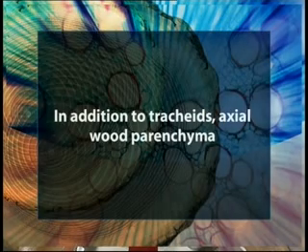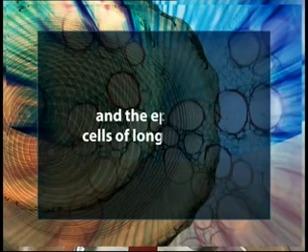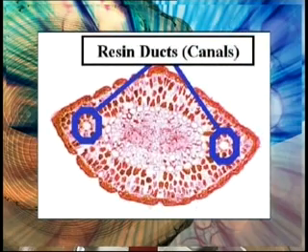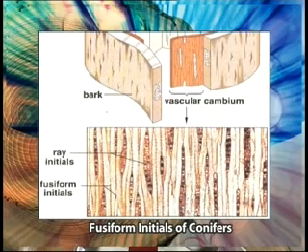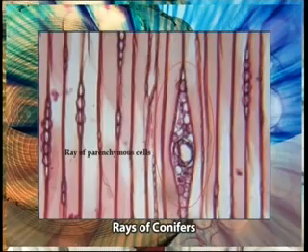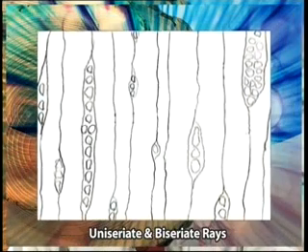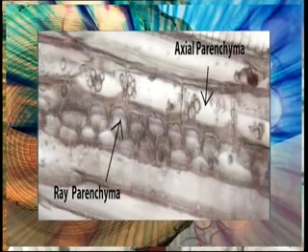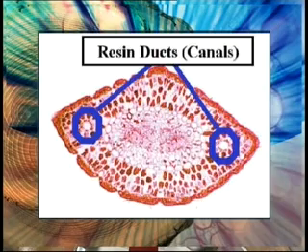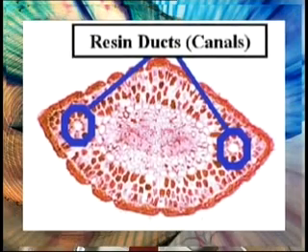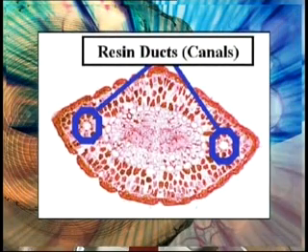In addition to tracheids, axial wood parenchyma and the epithelial cells of the longitudinally oriented resin ducts are also derived from the fusiform initials in conifers. The vascular rays of conifers, relatively low and uniseriate to biseriate in most species, are commonly composed of two types of cells, ray parenchyma cells and ray tracheids. In species containing resin ducts, the rays also contain epithelial cells lining the ducts, which are large intercellular spaces.